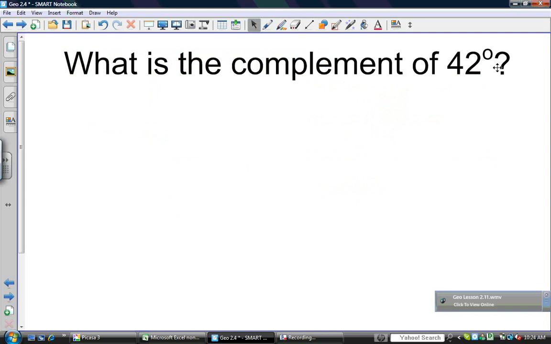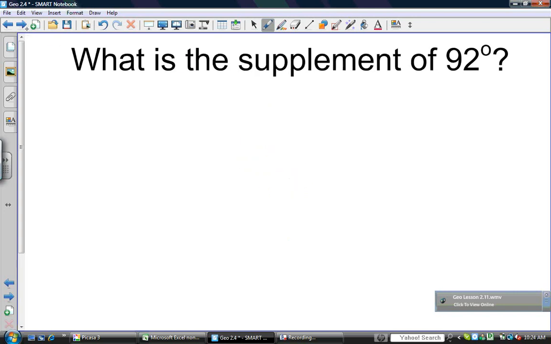So if we ask what is the complement of 42, complementary angles add up to 90. So just take 90 minus 42, and you should get 48. So 48 degrees would be complementary to 42. If we ask what is the supplement of 92, supplementary angles add up to 180. Subtract 92, and you should get 88. So 88 degrees would be supplement of 92.